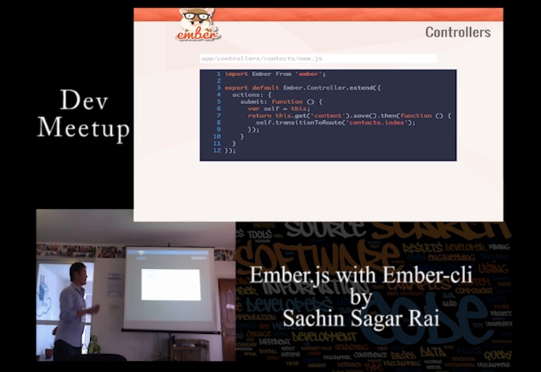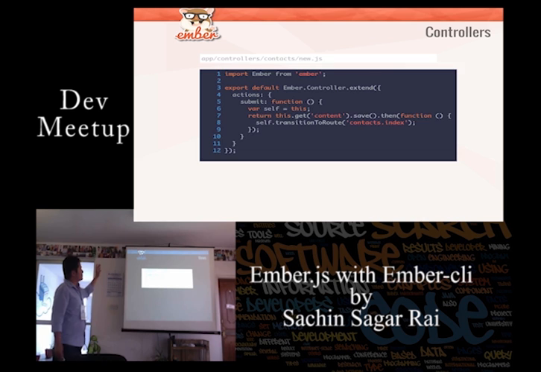The controller continues. So another one, and we'll have two kinds of controllers. One will be the object controller, and another is the array controller. Right now what we are seeing is just the Ember.Controller.extend. So this Ember.Controller is the base one, and the object controller and array controller will be inherited from that one.